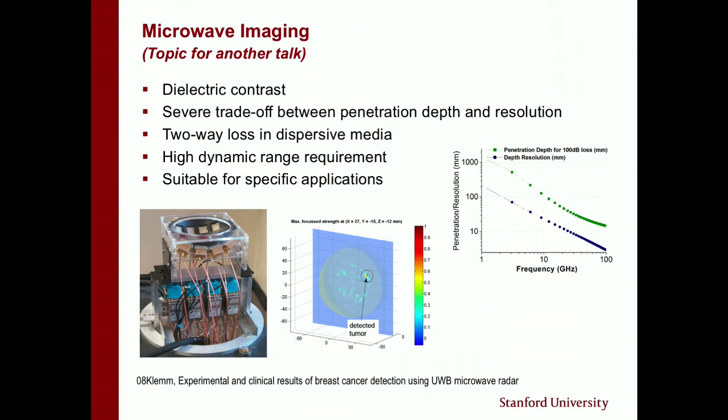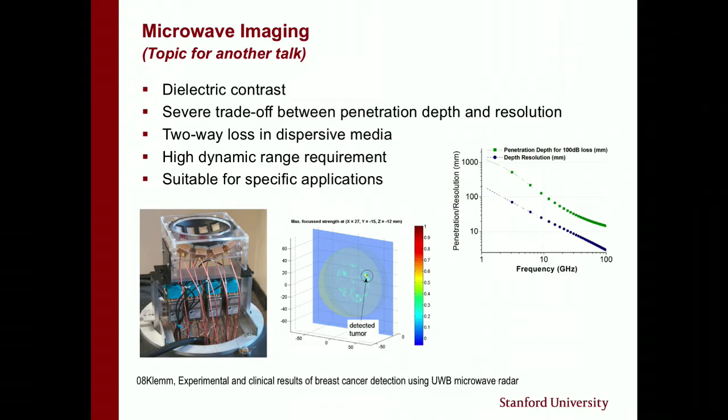This is a topic for a different talk. I'm not going to get into microwave imaging, but the idea of microwave imaging is that the contrast is advantageous. Dielectric contrast exists and gives you water content, blood content of tissue. The problem with it, though, is that there's a fundamental trade-off between penetration depth and resolution.